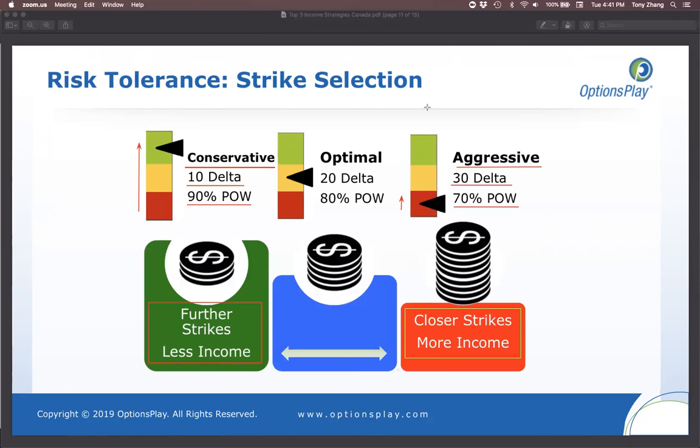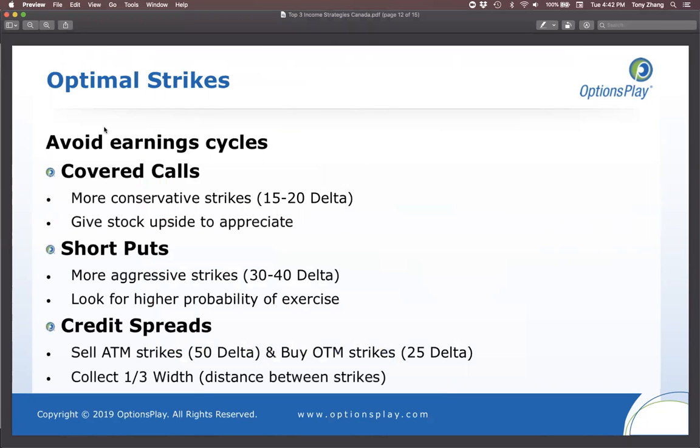Now, again, this doesn't matter whether you're talking about covered calls, cash-secured puts, or credit spreads. The further away you go, the less income you receive. The closer you go, the more income that you receive. And again, which one is more optimal differs by the strategy that you're utilizing. So to talk about each individual strategy, the rule of thumb across the board, all 3 strategies, is you want to avoid selling during earnings. Going into earnings generally is not a good time to sell these specific types of strategies that have a directional component to them.